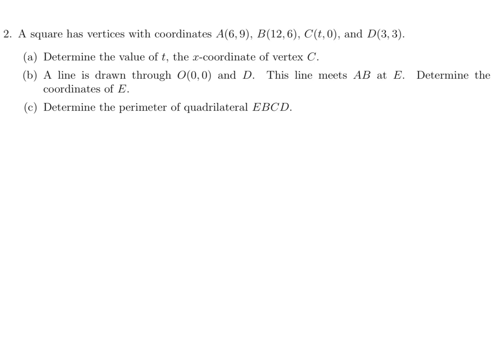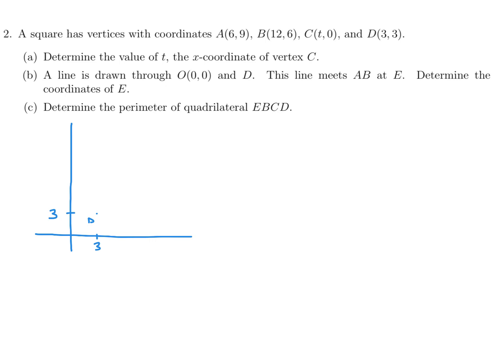A square has vertices with coordinates A(6,9), B(12,6), C(T,0), and D(3,3). Determine the value of T, the x-coordinate of vertex C. Let's draw a little diagram. It doesn't have to be a work of art, just to kind of get an understanding of this. So 3, 3 approximately here, and that I believe is D.